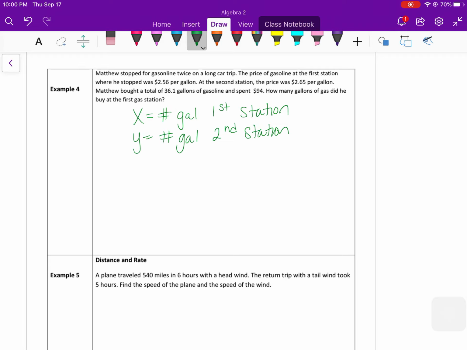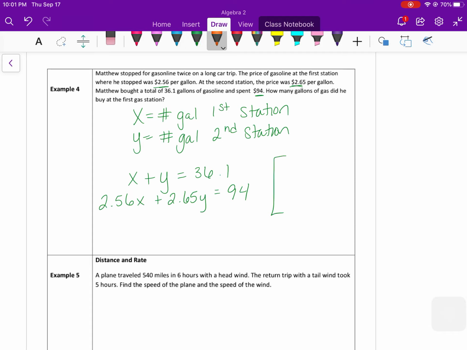In a how much of each type problem, you always have a total amount. So he bought gas at the first plus gas at the second. He bought a total of 36.1 gallons. Then you always have a cost equation, or pounds go together, something else that totals it. In this case, it's money. We have the total amount of money for each one. It was $2.56 per gallon at the first gas station, $2.65 per gallon at the second, and altogether he spent $94.